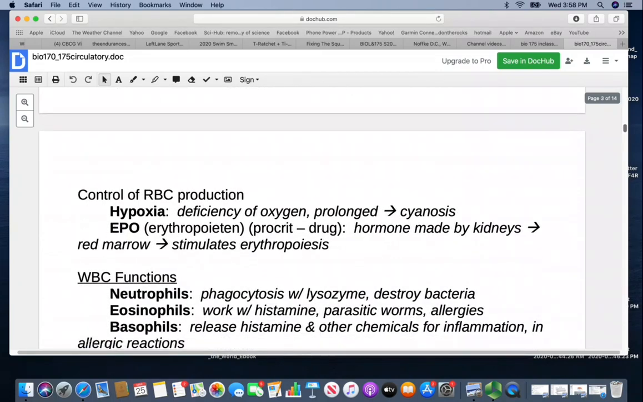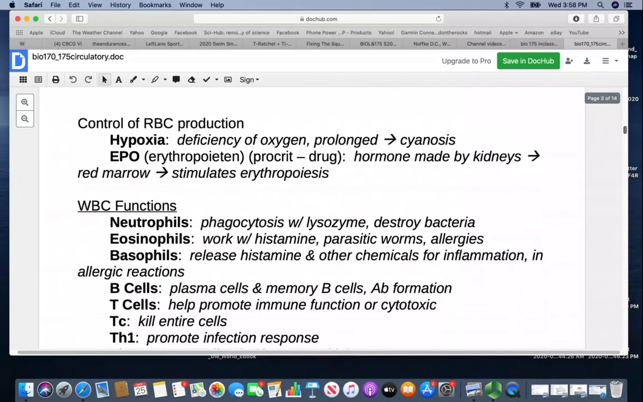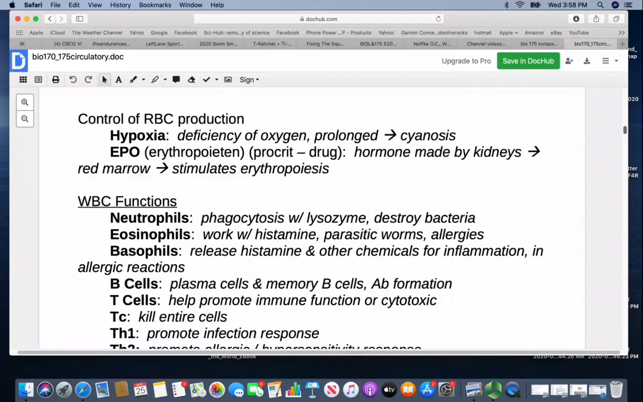So when we look at things that influence red blood cell production, one of the things is hypoxia. It's a deficiency of oxygen. If this goes on for a prolonged amount of time, the person can develop cyanosis, where they'll have bluing of the fingertips, the lips, any of the tissues where the blood vessels are really superficial and close to the skin. You can see the blood turning blue.